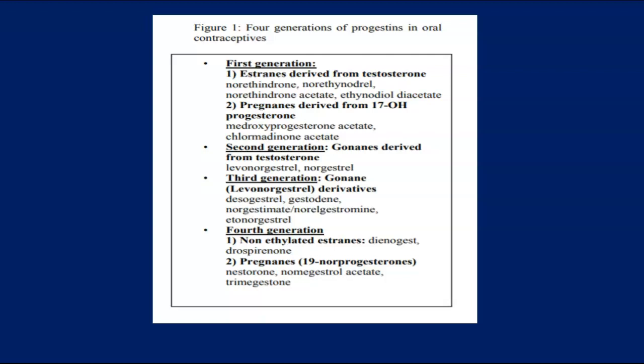Second generation development led to gonanes from testosterone, included particularly levonorgestrel. Then came the third generation of progestins, which are derivatives primarily of levonorgestrel, and these included desogestrel, gestodene, norgestimate, and, through modification of desogestrel, etonogestrel. And finally, we have the fourth generation progestins, which have structures that are dramatically different than the rest, and these include drospirenone as well as nesterone and nomegestrol, which are not utilized much in this country.